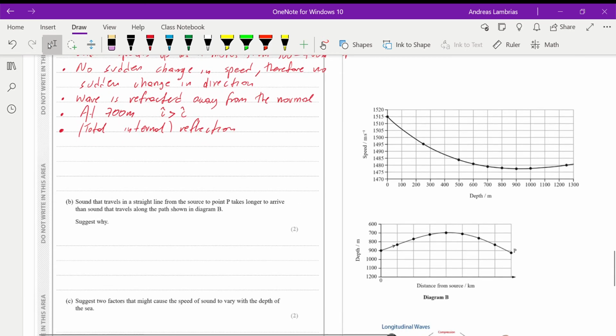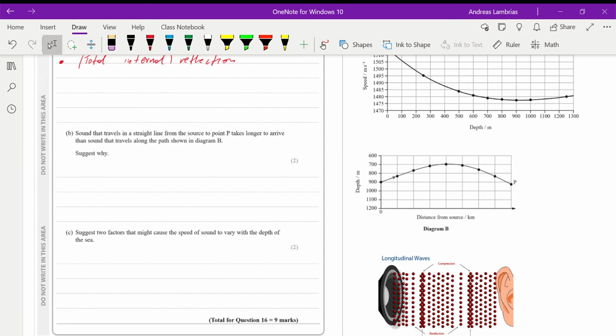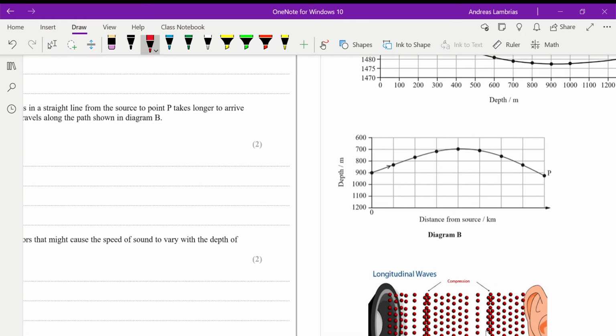Then B: sound that travels in a straight line from the source to point B takes longer to arrive than sound that travels along the path shown in diagram B. So what this is telling us is that if another wave was traveling directly from the point where it was produced to point B, which is at the same depth, even though the red line is a shorter distance, it's taking longer to reach there. So the wave that follows that path is actually going faster.